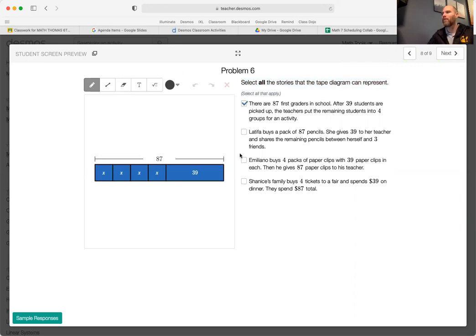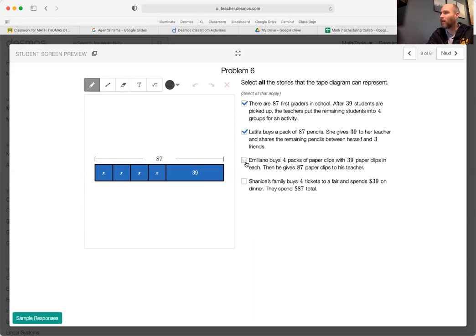All right, the next one says Latifa buys a pack of 87 pencils. Okay, she gives 39 to her teachers and shares the remaining pencils between herself and 3 friends. So it's almost like the same thing, right? You start with a total of 87 things. 39 of them get taken away for whatever reason, and the rest get split into 4 equal groups. And it sounds like that's what's happening here. And so I'll click that one.